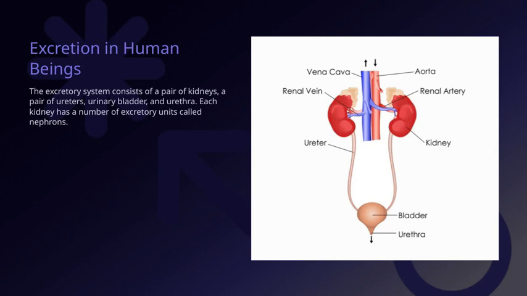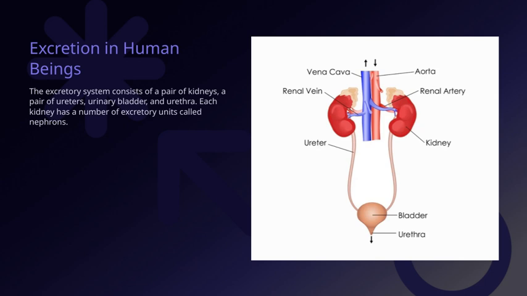The excretory system is made up of several key structures that work together to remove waste from our bodies. It includes a pair of kidneys, which are vital for filtering blood, a pair of ureters that carry urine from the kidneys to the bladder, the urinary bladder itself which stores urine, and the urethra through which urine is expelled.